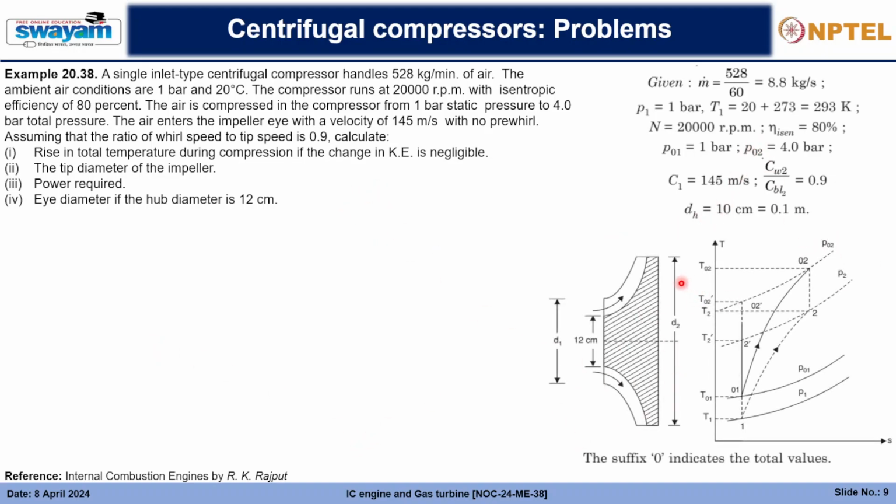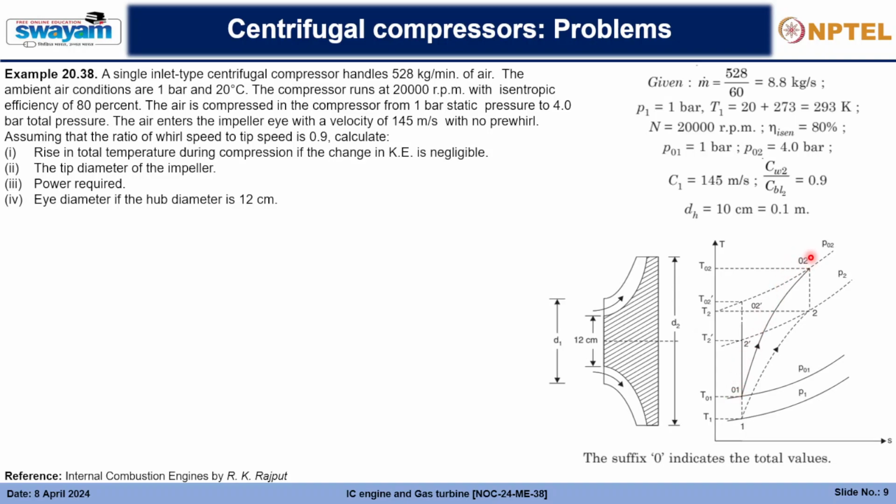Anyways, so this is the diagram out here. D1 is the inlet of the whole thing, and 12 centimeter is where the air will enter. At the side there is the temperature and entropy diagram, and you see the process out here. So the process is basically 01 to 02.